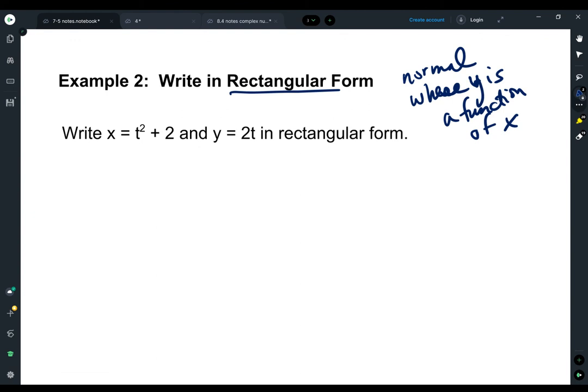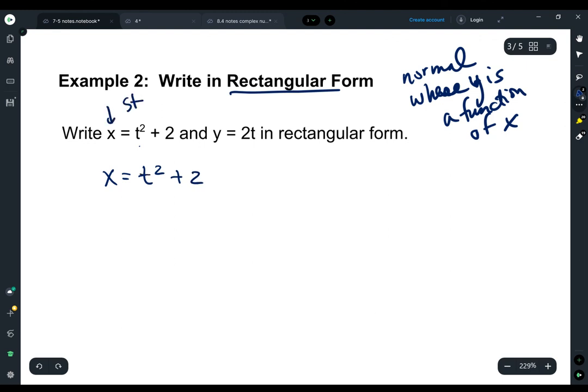So in this case, we are given something that's parametric, and I can tell it's parametric because x is given in terms of t and so is y. I don't have just like y equals 5x. How do we get rid of it? So what we're going to do is start with the equation that has x, and solve for t.